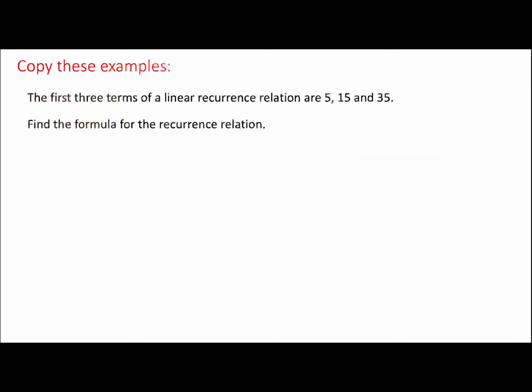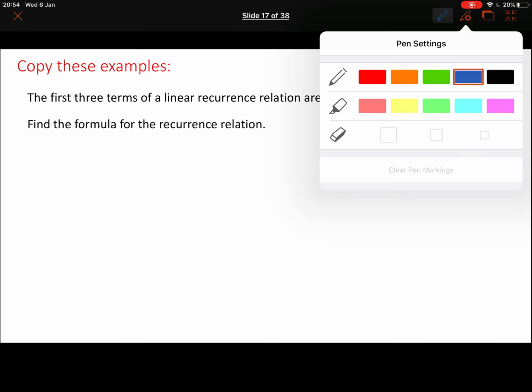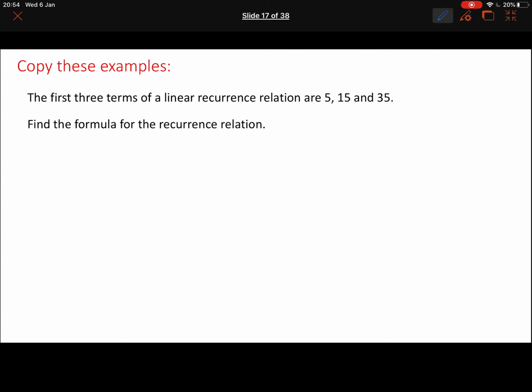So we'll have a look at this example here. It says the first three terms of a linear recurrence relation are 5, 15 and 35. Find the formula for the recurrence relation. The first thing I'm going to do is just assign names to each of these terms. So we'll say that u0 is 5, u1 is 15 and u2 is 35. And this just helps us form simultaneous equations using the general form of a linear recurrence relation.